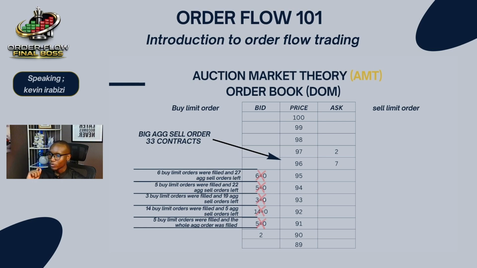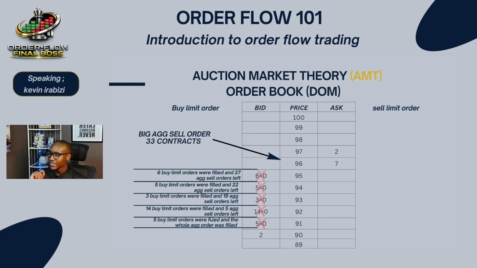Price level 93, we find there 3 contracts. 3 contracts get filled, we remain with 0 liquidity. What happens? 3 buy limit orders were filled and 19 aggressive sell orders were left for the whole order to be filled in completely. So we push onto the next price that is best for us.